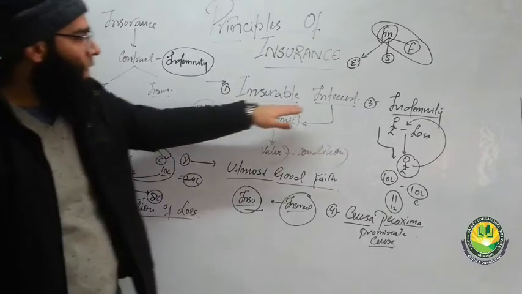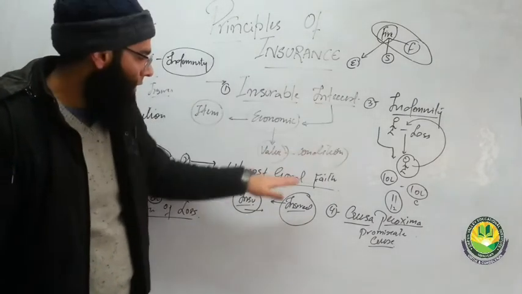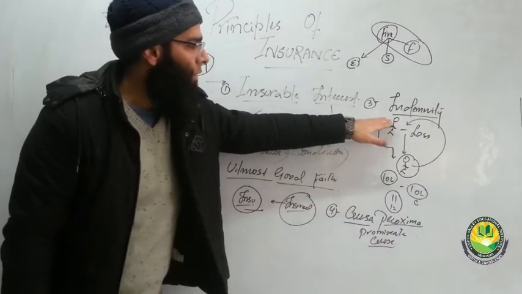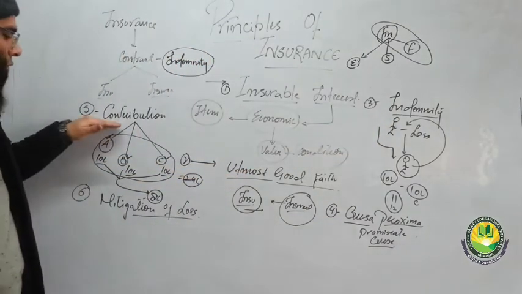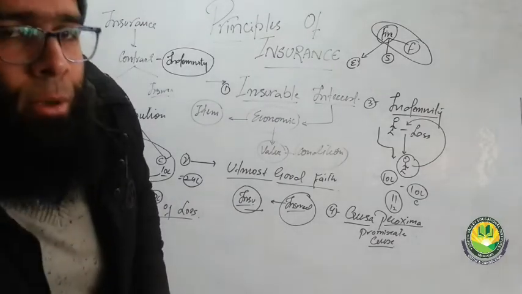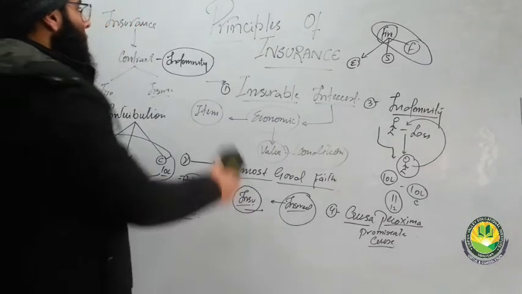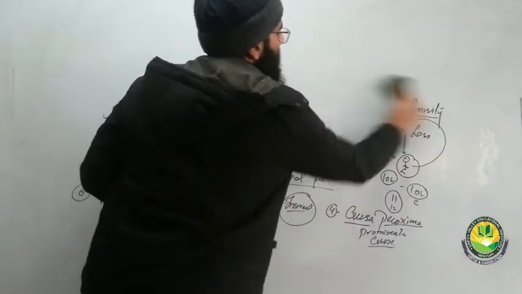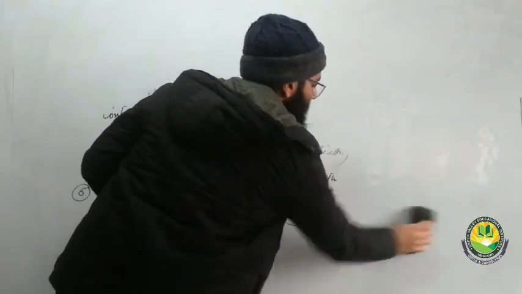So the 6 principles are: first, the insurable interest, then utmost good faith, then contract principle of indemnity, then principle of contribution, and then principle of mitigation of loss. So these were the principles of insurance. So now coming to the second part of this topic, that is types of insurance.